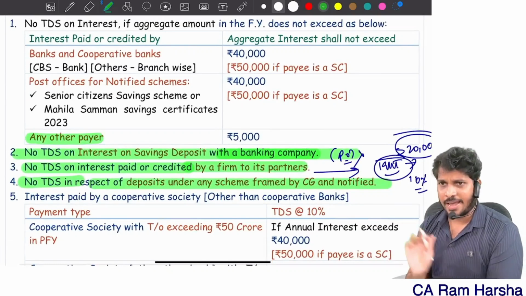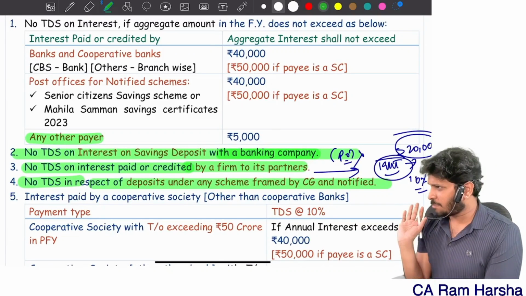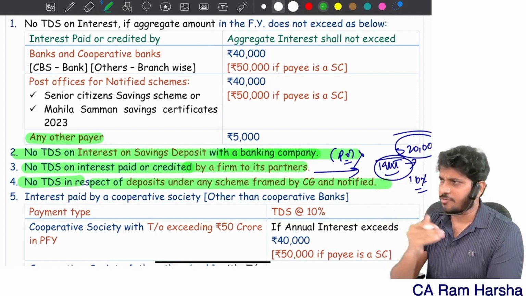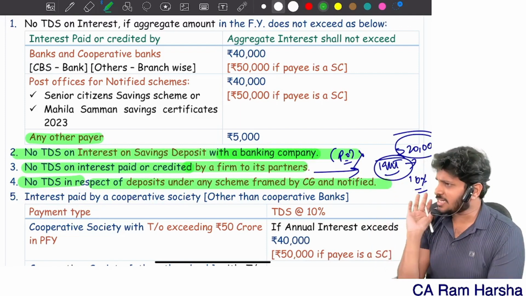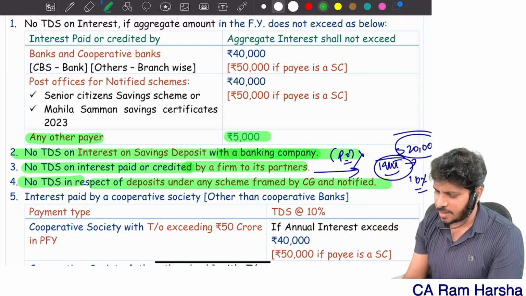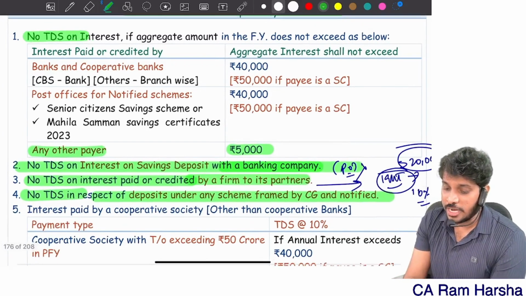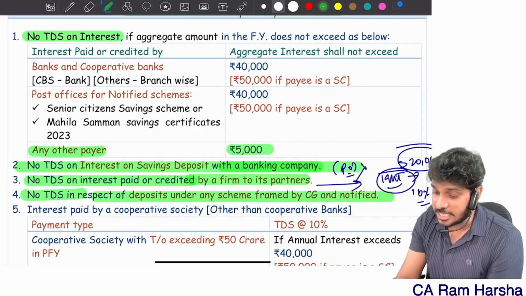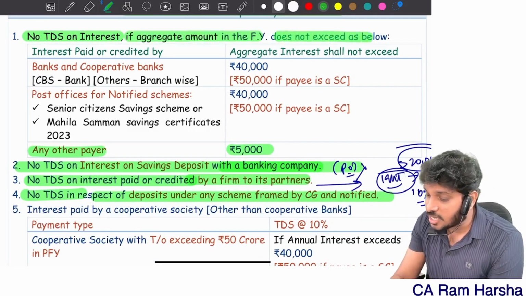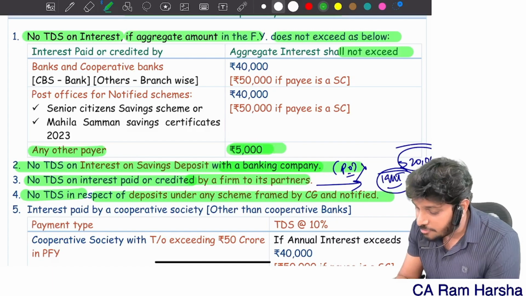Generally, sir, I am not a banker. I am an individual. I borrowed a loan from my friend or relative, sir. I am paying interest, sir. Is TDS applicable? Yes, if the amount is crossing 50,000. Actually, you see the section here, no TDS on interest if the aggregate amount in the financial year does not exceed 5,000.